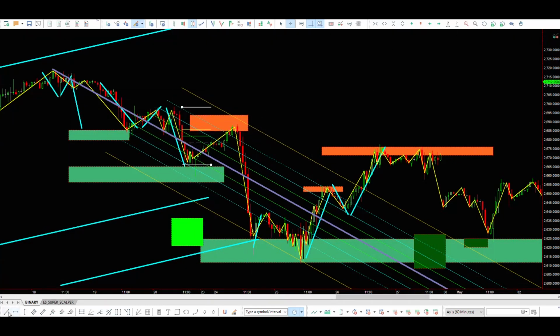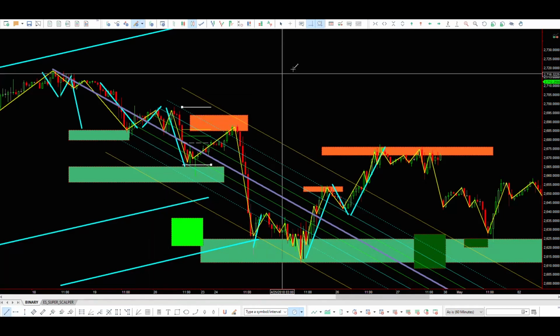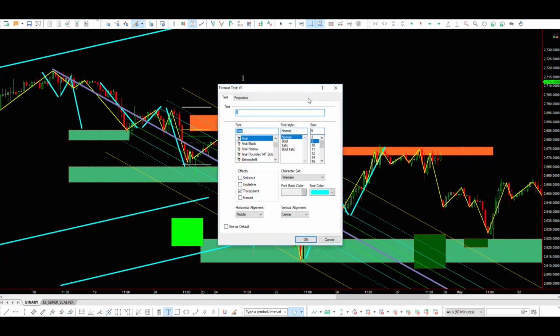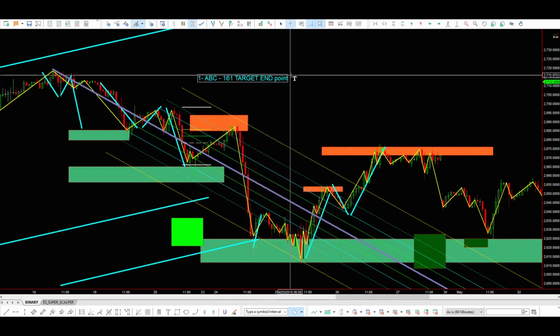So one thing is ABC. Let me put it down here. Now we are integrating things together. It's all about integration. So first one is ABC, smaller ABC wave, target 161, target endpoint. That's law 1 applied here, right?